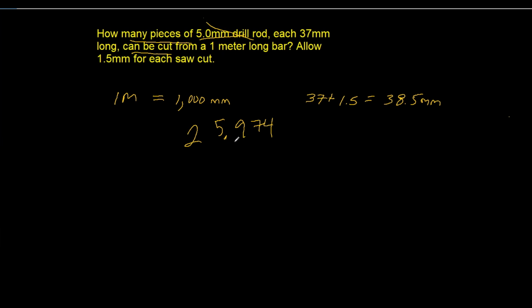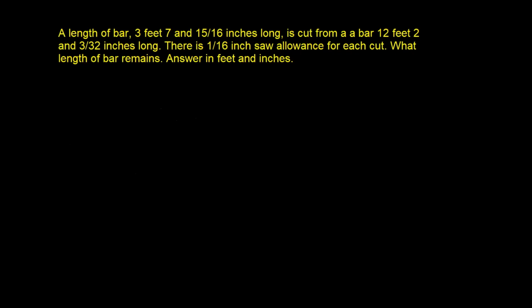Well, we could make 0.974 of a part, but that doesn't really matter. So what he wants is how many complete parts can you make, and that is 25 parts, 25 pieces. That's the answer. Very, very simple. You don't need to go any further than that. The answer to this one is 25.